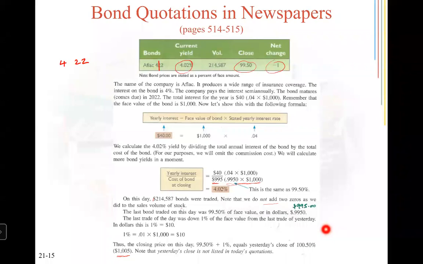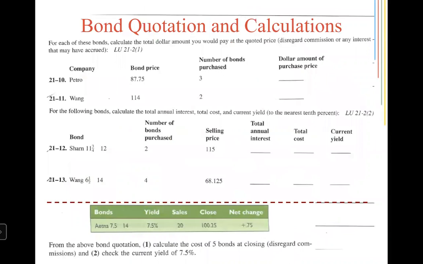Okay, so note that with the bond, we're looking at face value of $1,000, and basically most of these numbers that you see here, the rate, the yield, the close, and the change, all of those are percentages. You see at the bottom here, it says note bond prices are stated as a percent of the face amount. So the close is a percentage of 1,000. The net change is a percentage of 1,000. The interest is a percentage.